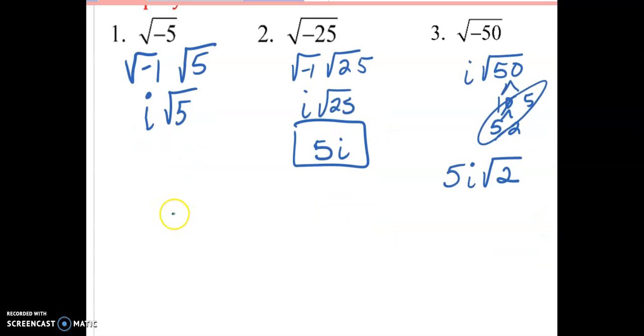Before going on, why don't you try the square root of -48? And let me know what you get as an answer.